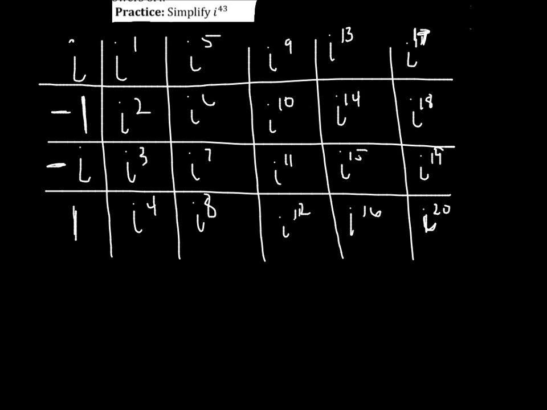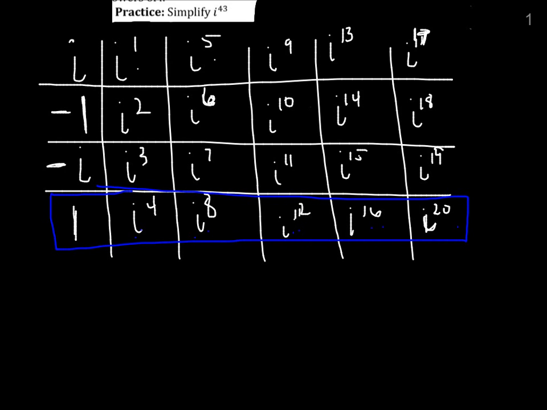So i is the same as i to the power of 1, i to the power of 5, 9, 13, 17, and negative 1 is the same as i squared, i to the power of 6, 10, 14, 18. What you'll notice is that one of these has the strongest pattern. They're all going up by 4, but this one is always multiples of 4: 4, 8, 12, 16, 20.